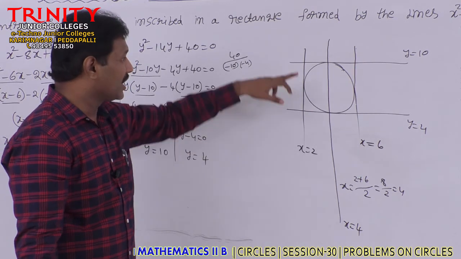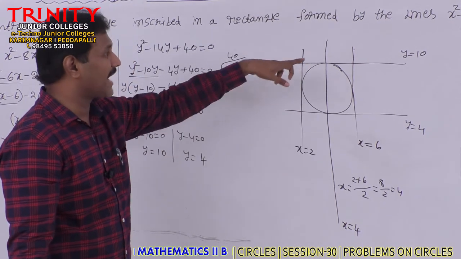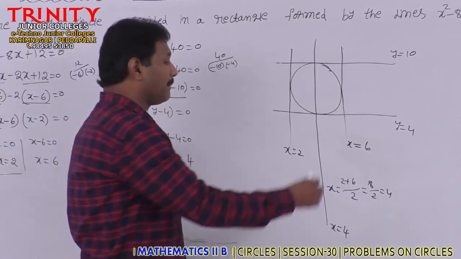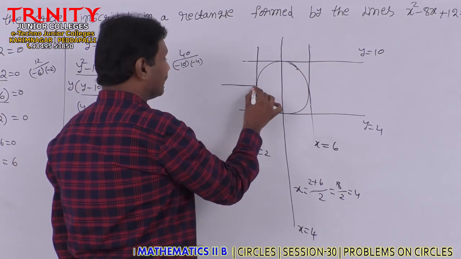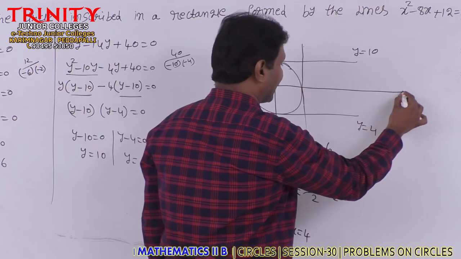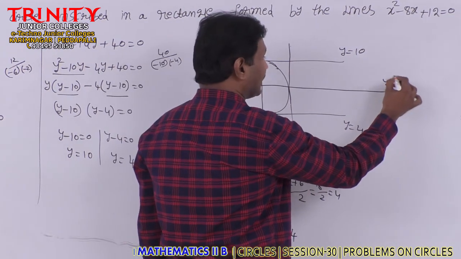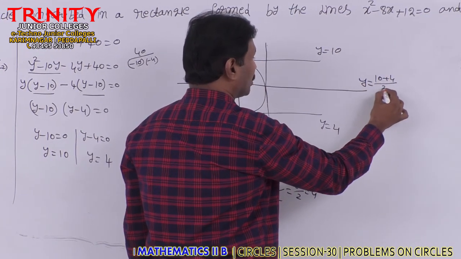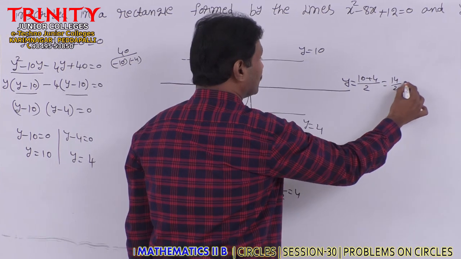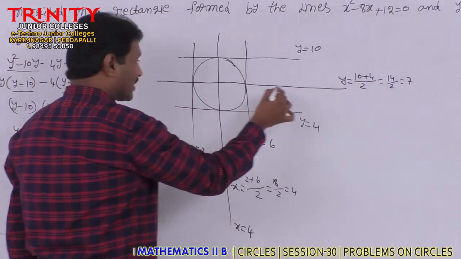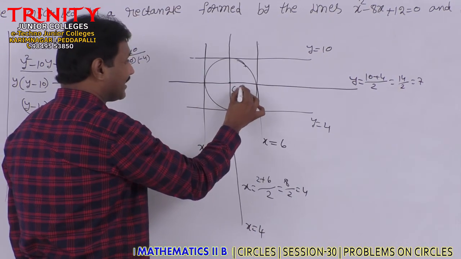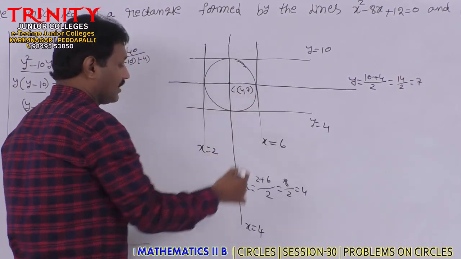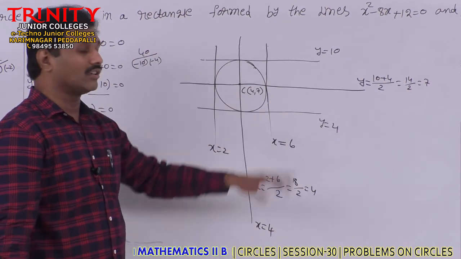Similarly, these two lines are parallel tangents to the circle. Therefore, the midway of these lines passes through the center of the circle. That equals y equal to (10 plus 4) by 2, that equals 14 by 2, that is 7. This line equation is y equal to 7, and this line equation is x equal to 4. Therefore, the center is (4, 7). The x coordinate is 4, the y coordinate is 7.